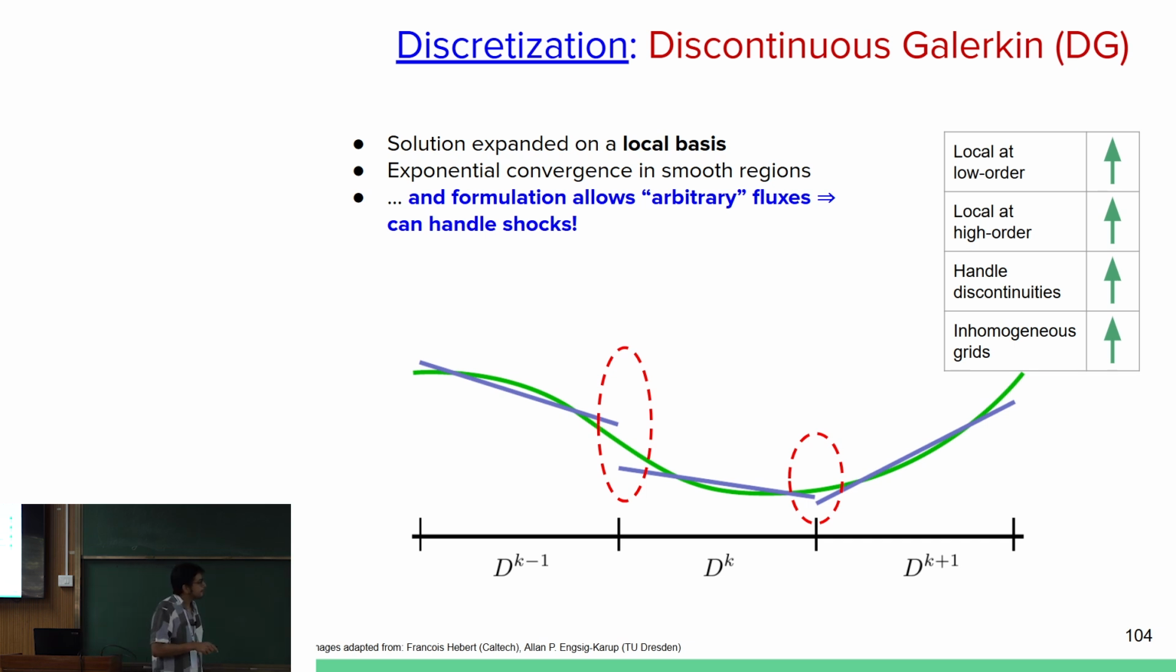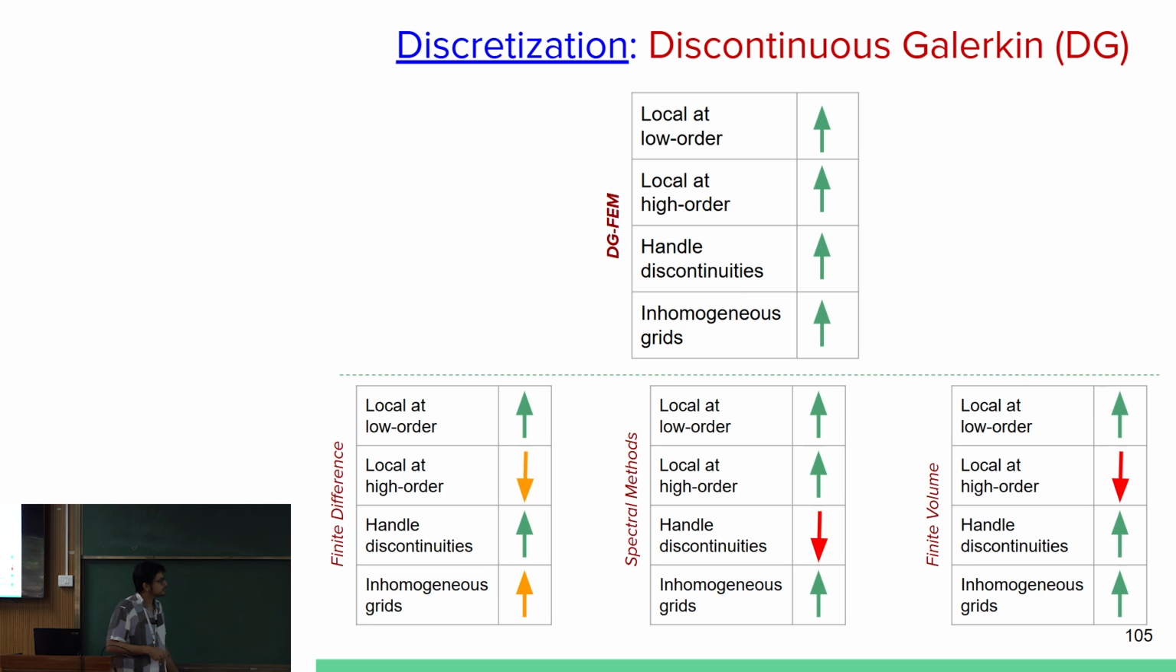And in homogeneous grids, there's nothing special to be done. The cells can be arbitrarily small or big. So you can put a lot of small cubes together or a lot of large cubes together and so on.